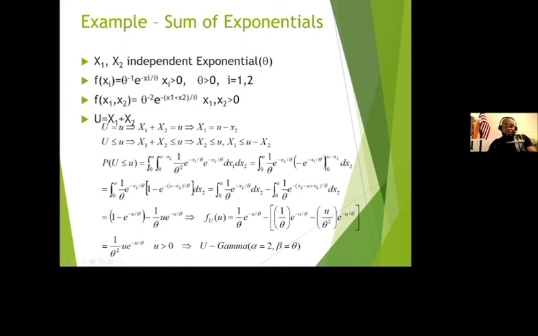Now, the probability of uppercase U less than or equal to small u is going to be two integrals. Of course, one goes from 0 to u, and then the other goes from 0 to this guy here. Then the next thing I'm going to write is f of x1, x2, the joint.